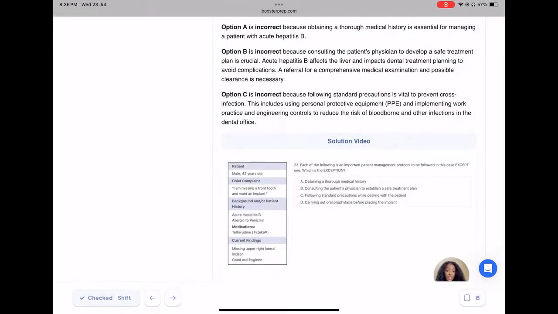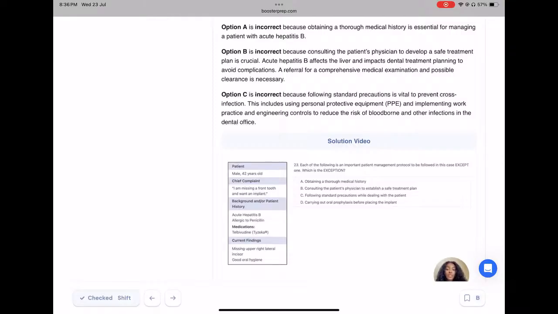So before going into our options, we have to understand that our patient has acute hepatitis B, which is a challenge for a dentist. This infection is still in its active stage, so it requires specific dental management. The patient is restricted to urgent care only, and elective procedures shouldn't be performed.